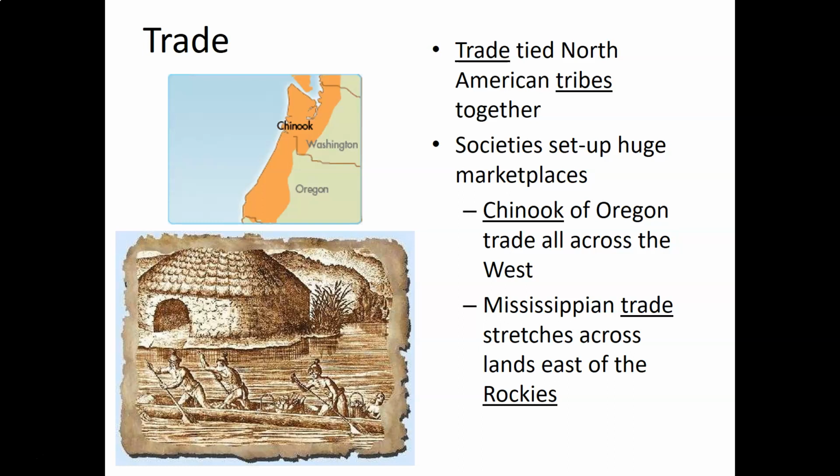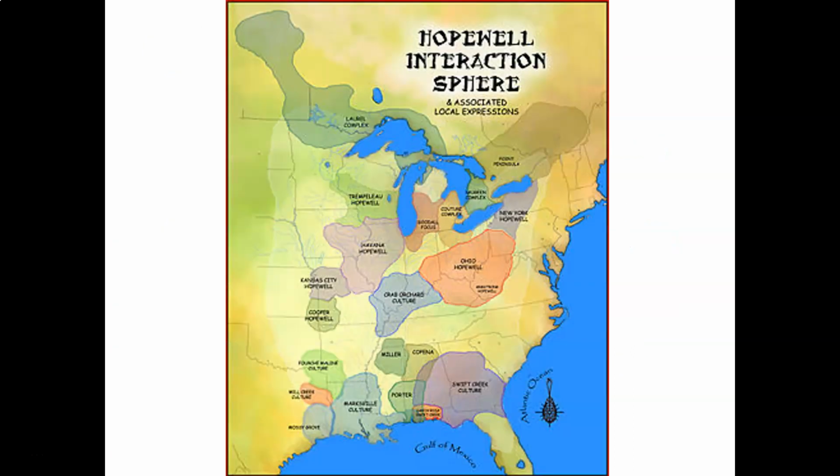The Chinook, you can see a map on the upper left-hand corner. They were in the Oregon, Washington area. They used their position on the sea to trade all up and down the west coast of North America, into what is today Canada and down the coast of what is today California.